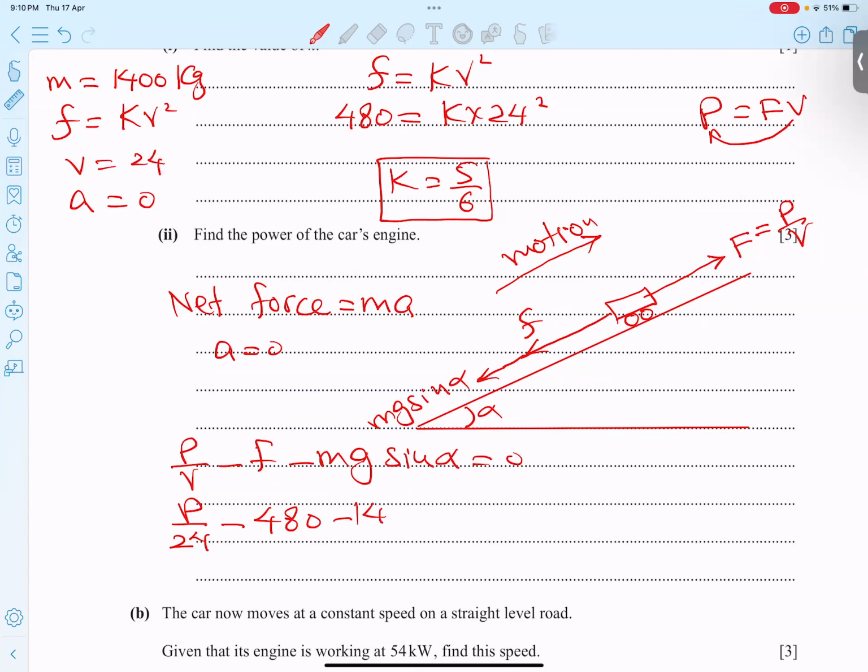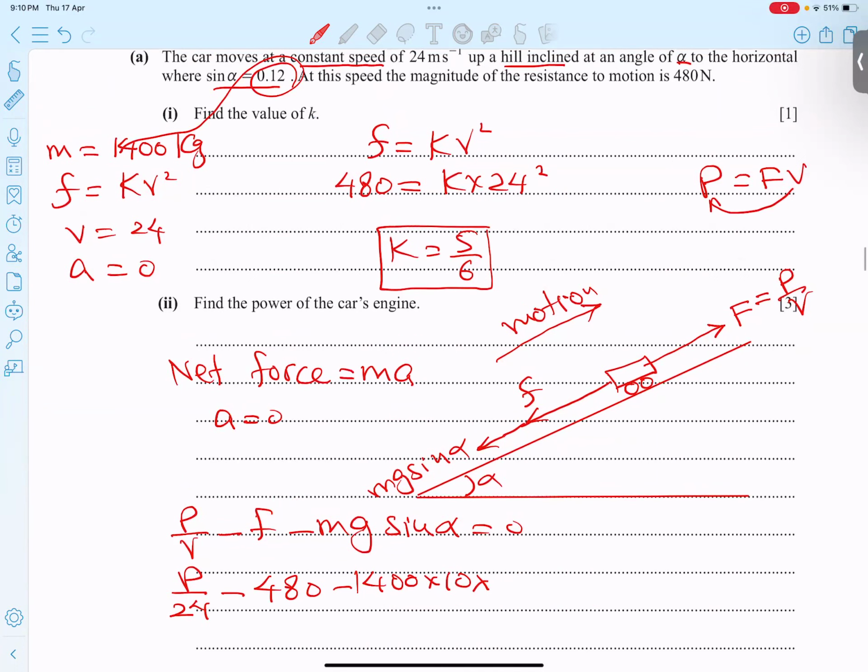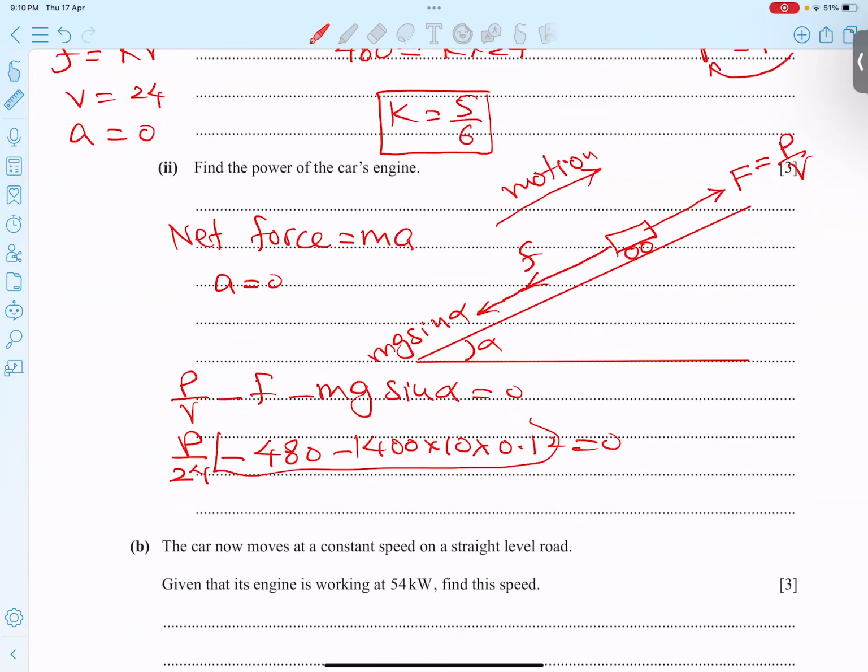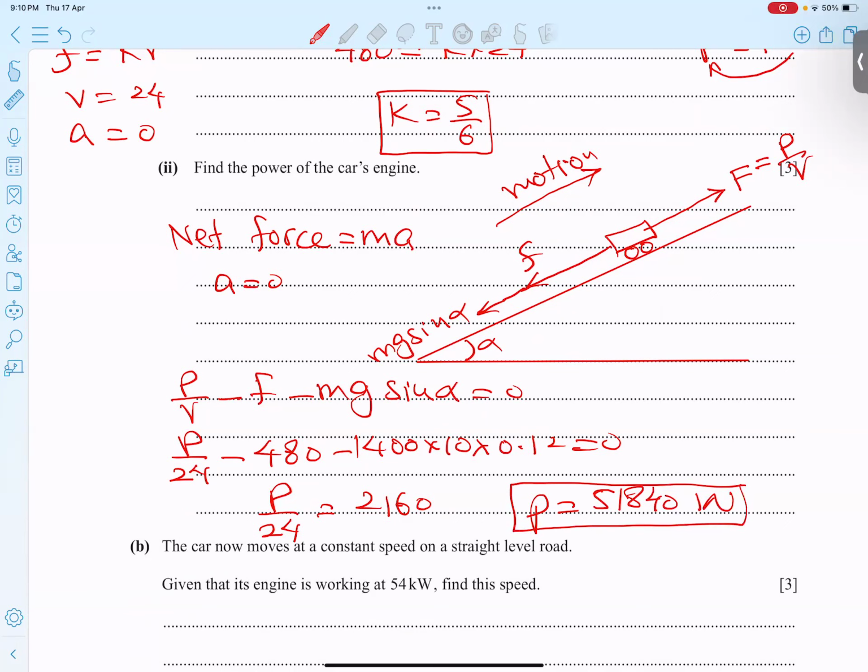Mass is 1400, gravity is 10, and sine theta is given as 0.12. You see, students, this whole thing I'll bring to the right-hand side. So P by 24 is equal to 480 plus 1400 into 10 into 0.12. And this value is 2160, multiplied by 24. And I got a power of 5184 watts. I believe you got the point, very clear. So alhamdulillah, part number 2 is over.